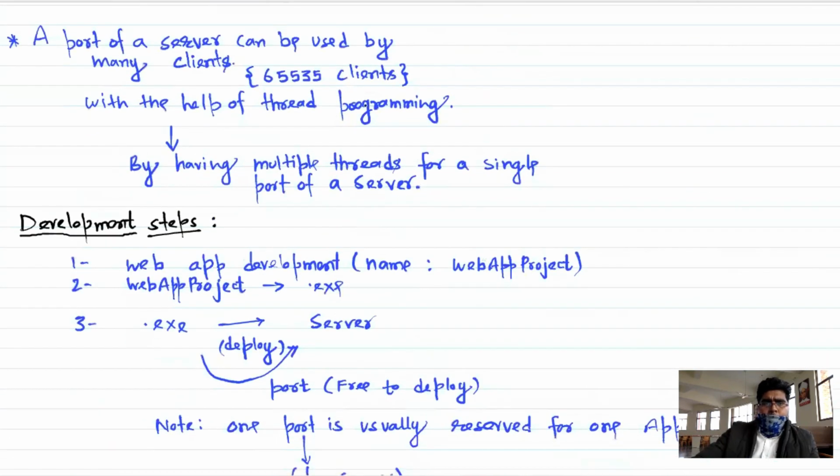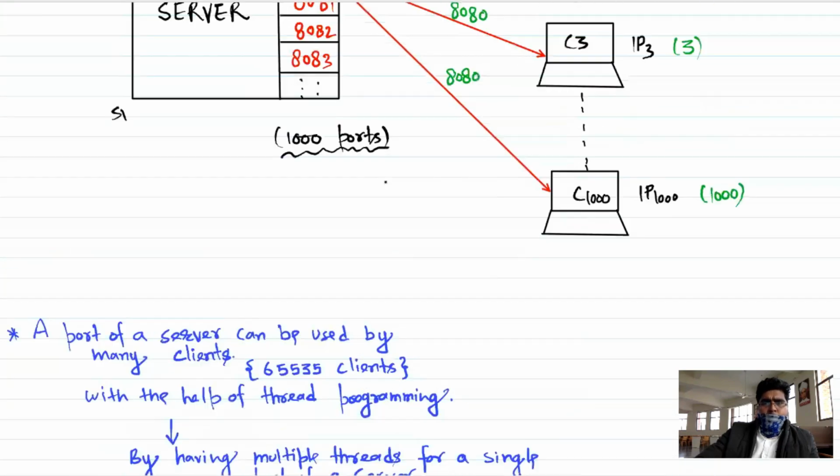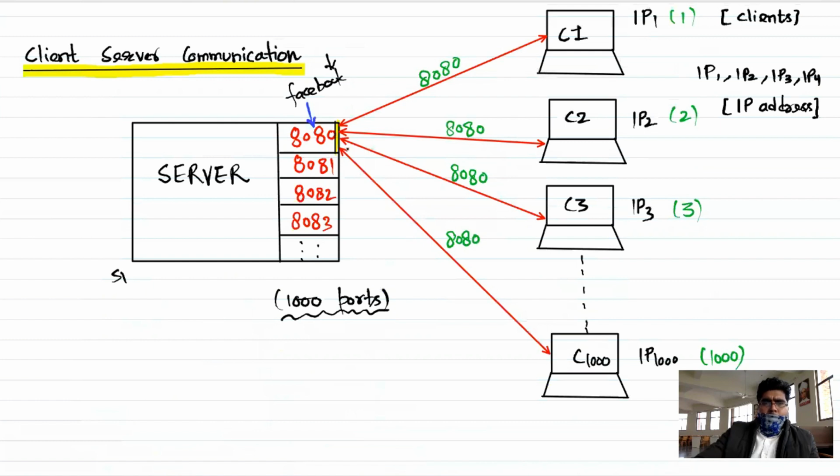So with the help of thread programming, or by having multiple threads for a single port of a server, it is possible to connect many clients with the same port of a server. Okay, so this is how the client and server communicate with each other, through ports and IP addresses.